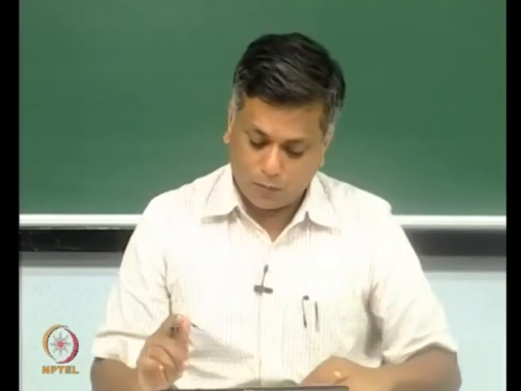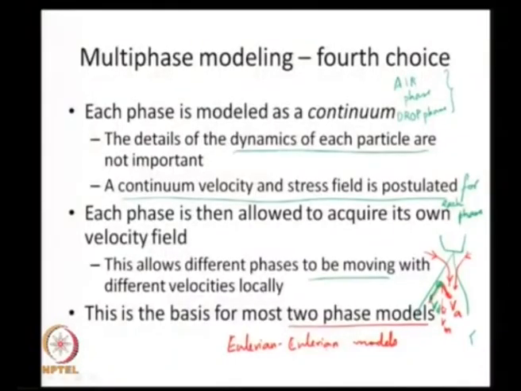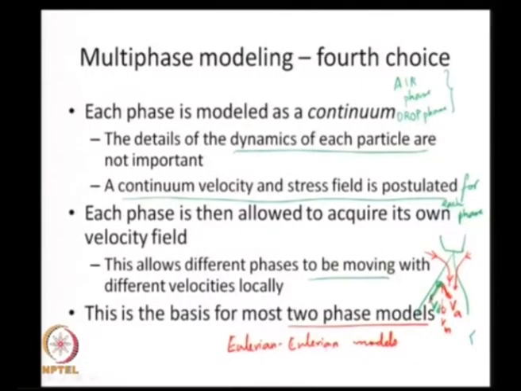So, essentially if I have the phase level description, I can define a normal stress and a shear stress of this continuum, and that is related to the microscopic collision probabilities and collision frequencies. This is basically what we would call a two phase model, and this is also referred to in the literature as the Eulerian modeling approach.